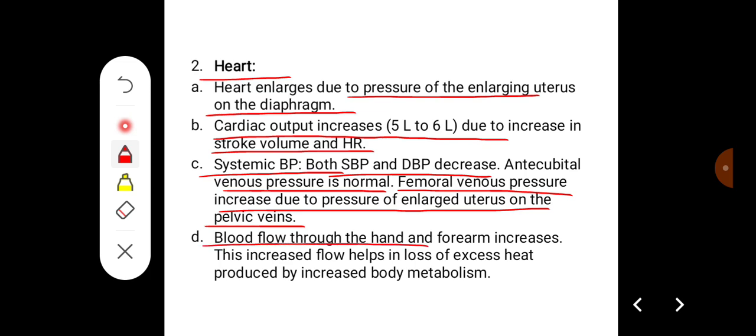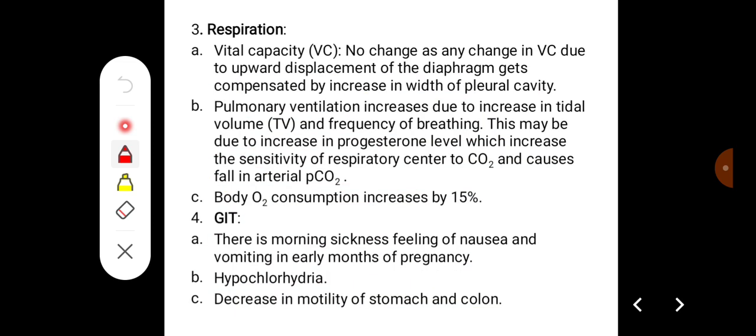Blood flow through the hand and forearm increases. This increased flow helps in loss of excess heat produced by increased body metabolism.